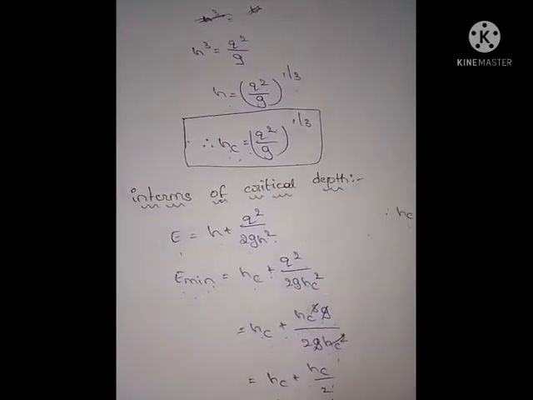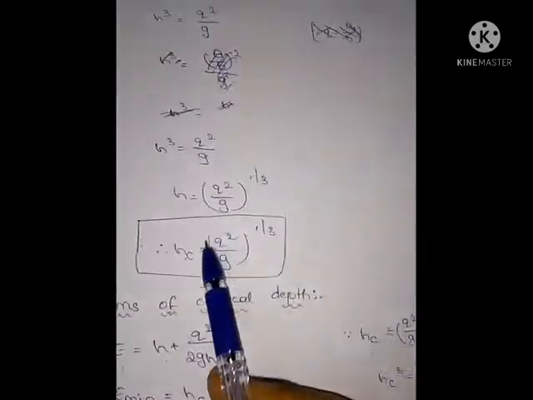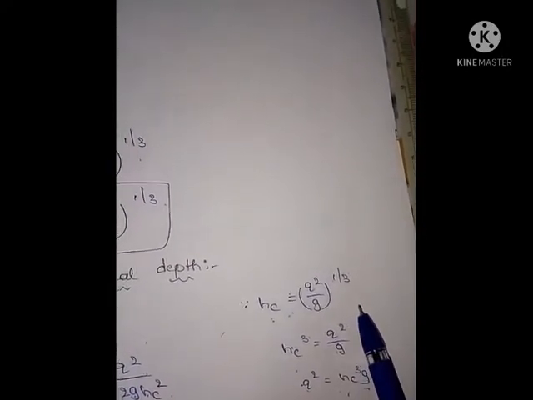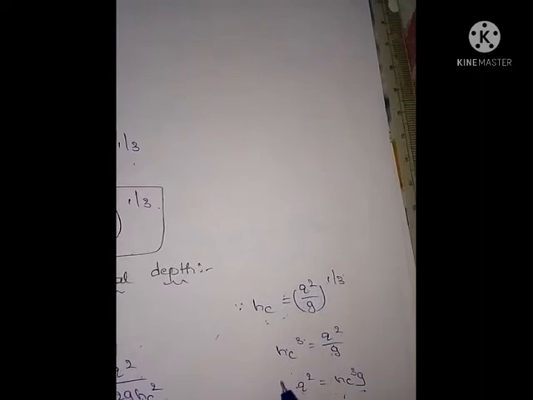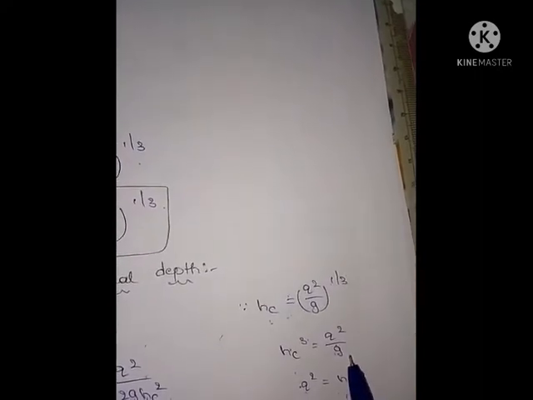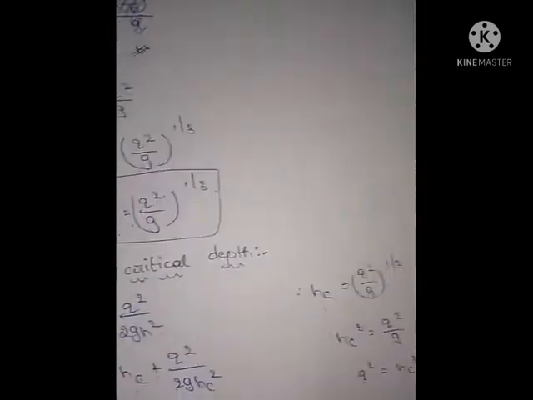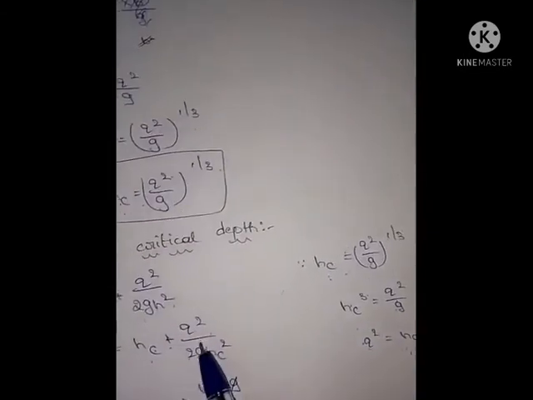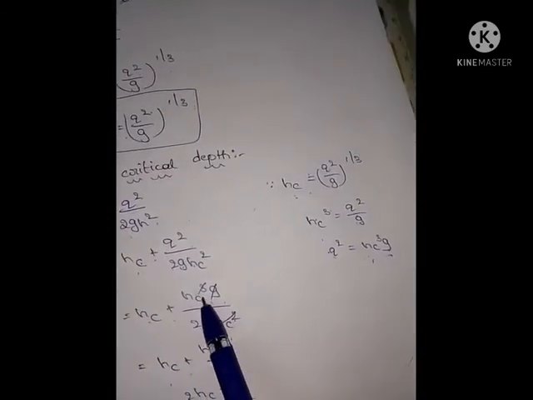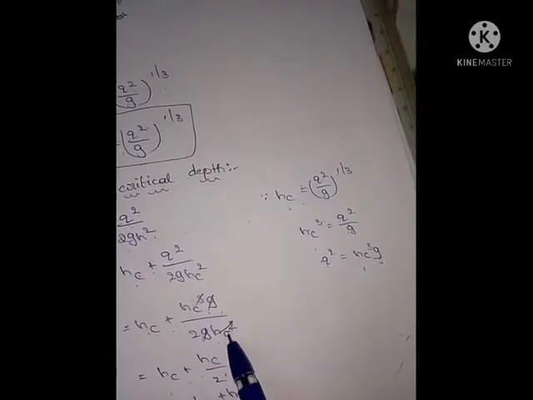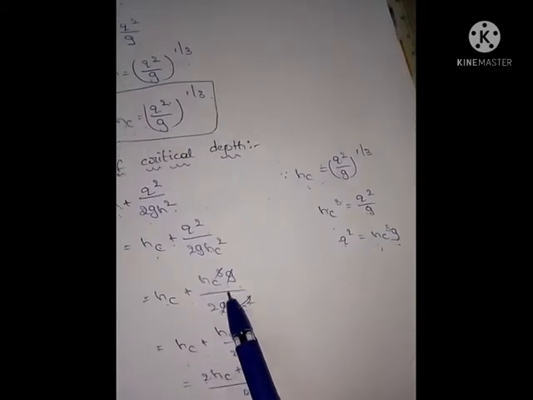Again, take the equation hc equal to q square by g whole power 1 by 3 and move this power 1 by 3 to this side: hc cube equal to q square by g. So q square equal to hc cube g. Substitute this q square value here: hc plus hc cube g by 2g hc square. g and g will be cancelled, and hc square will be cancelled.